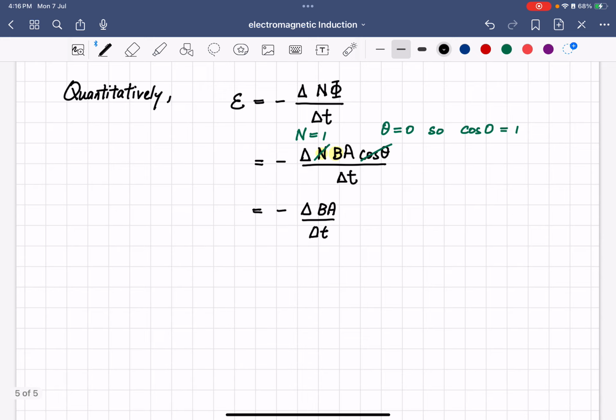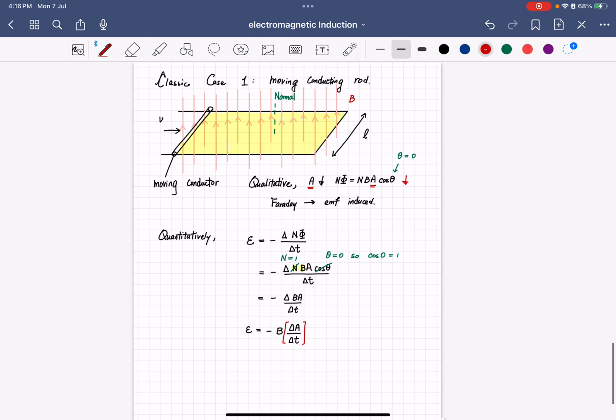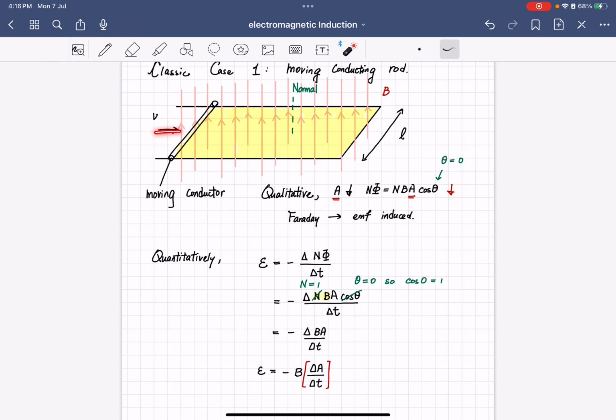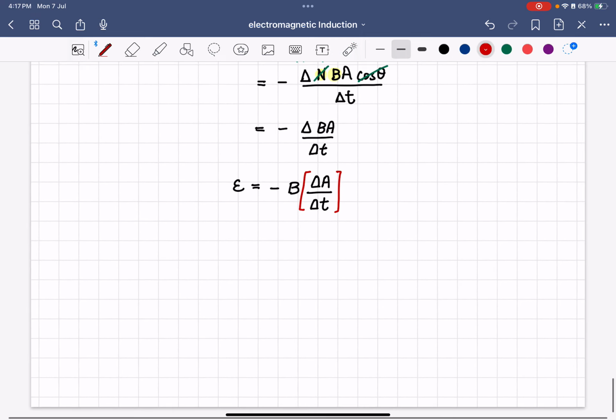Now since the magnetic field is constant, we can pull out the magnetic field. Only the area changes with time. So therefore, we keep the delta A in the expression. Now the next question: I know that this term is not 0 because the rod is moving to the right hand side, therefore the area will change with time. Can we further simplify this term in the bracket into something else? It turns out that the answer is yes. Now let's consider how to evaluate delta A over delta t.